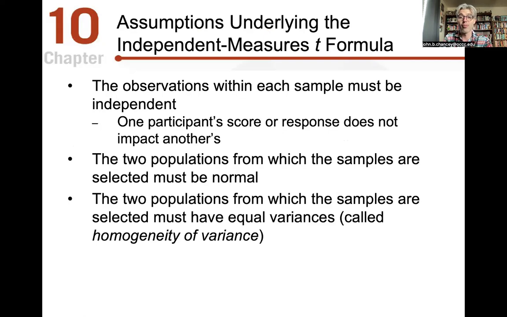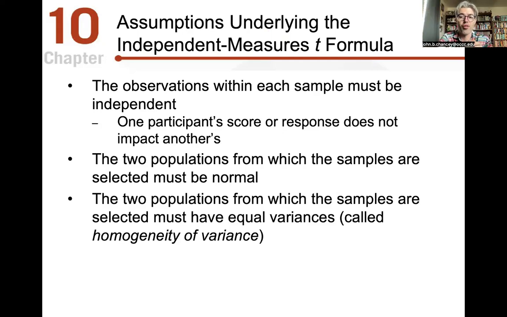Okay, so some of the assumptions underlying our t statistic. That's one of the things with all of these tests for hypothesis making or decision making: we have assumptions we have to meet. So one, the observations within each sample must be independent, meaning one participant's score or response does not impact somebody else's. Back to the original example, a younger adult college student taking their cognitive assessment compared to an older adult 60 or above, how they take that survey about cognitive assessment does not impact each other. Next, the two populations from which the sample are selected must be normal. We're talking about the normal distribution of our populations. They'll have that normal shape.